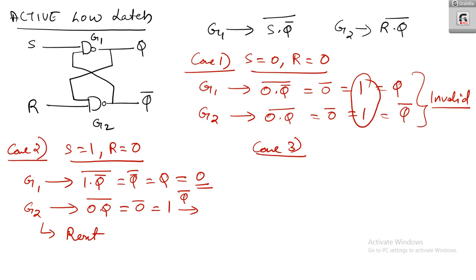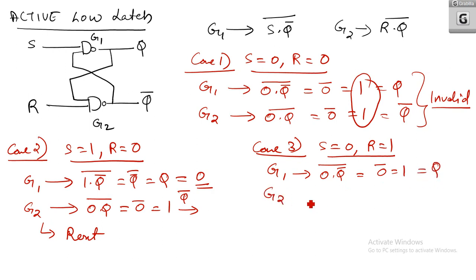So what is case 3? Keeping S equal to 0 and R equal to 1, what is the output of gate 1? Gate 1 is 0 dot Q bar the whole bar. What is it? That is 0 bar, that is 1, that is actually Q. Now what is the output of gate 2? Gate 2 is 1 dot Q the whole bar, that is Q bar. So here Q is 1, and since Q is equal to 1, Q bar is 0. So it is actually a set state. That means the output is set to 1.